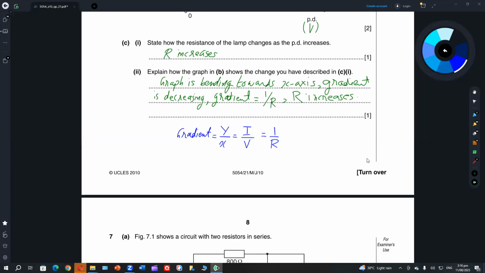Can you tell me why I am taking 1 upon R, why I am not taking R? Because R is equal to V upon I. R is equal to V upon I.